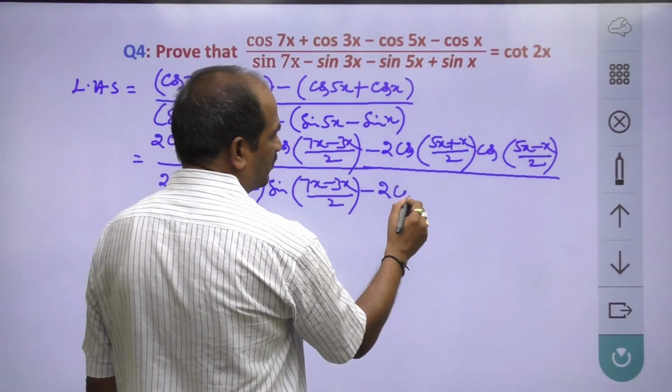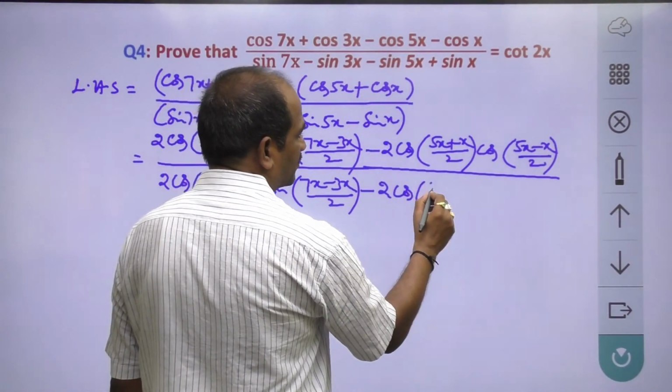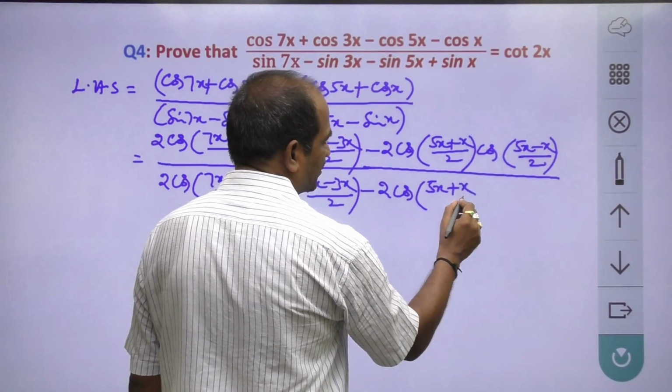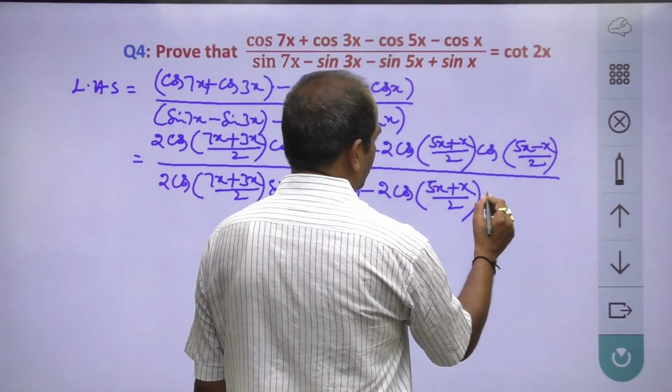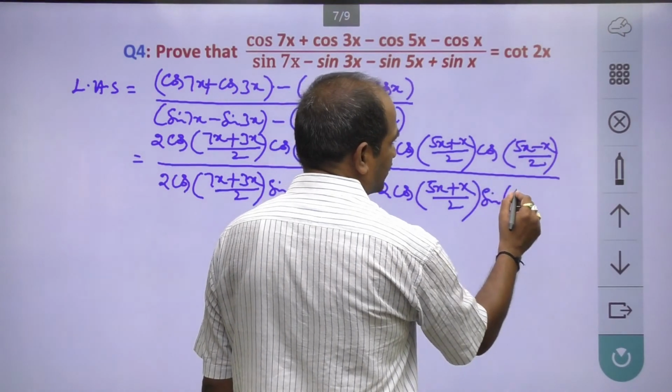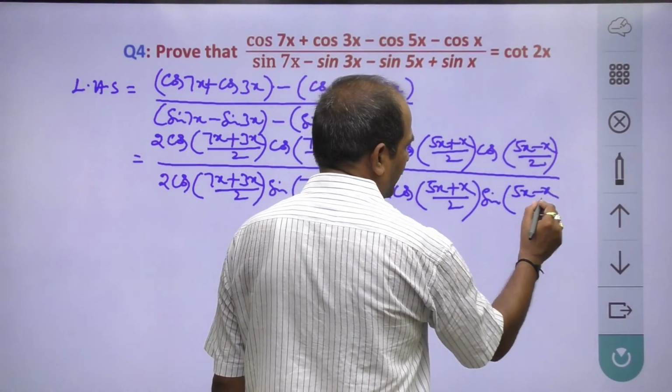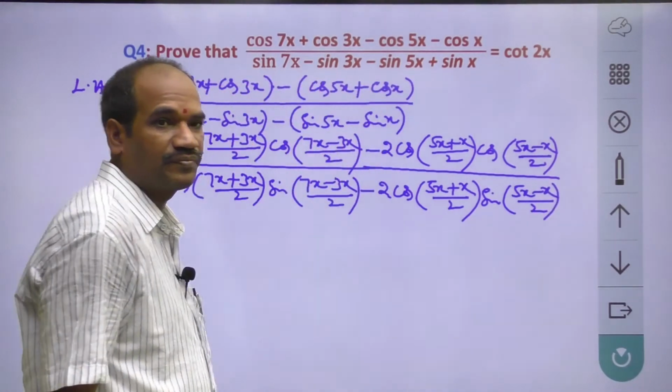Next, minus sin C minus sin D. So that is 2 into cos of (C plus D) by 2, so that is 5x plus x by 2, into sin of (C minus D) by 2, so that is 5x minus x by 2.